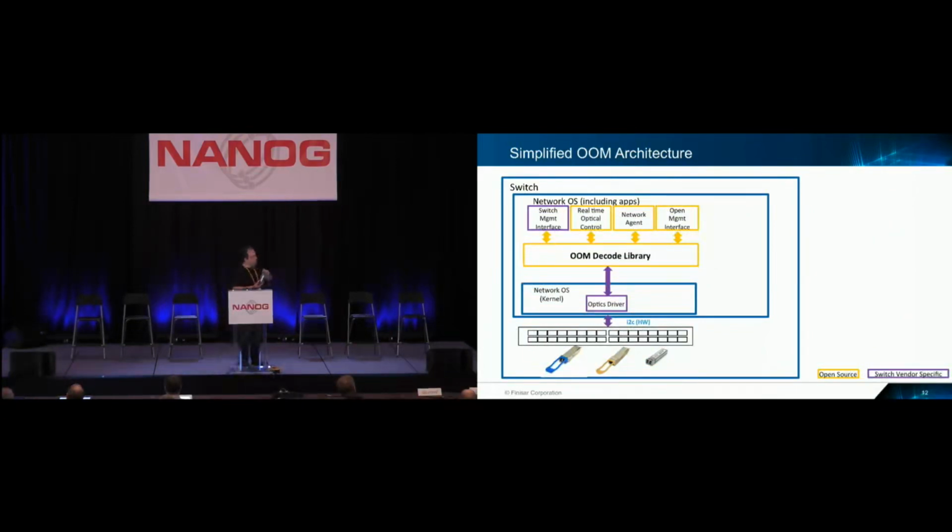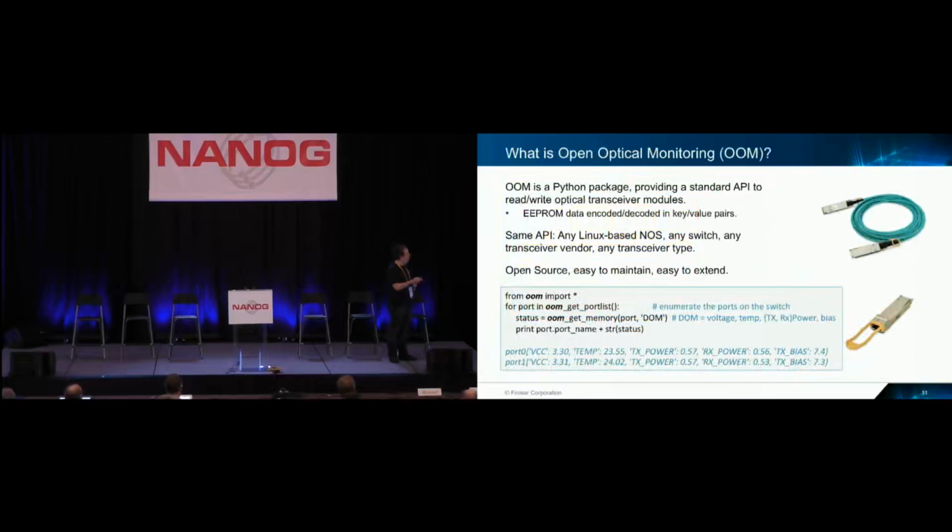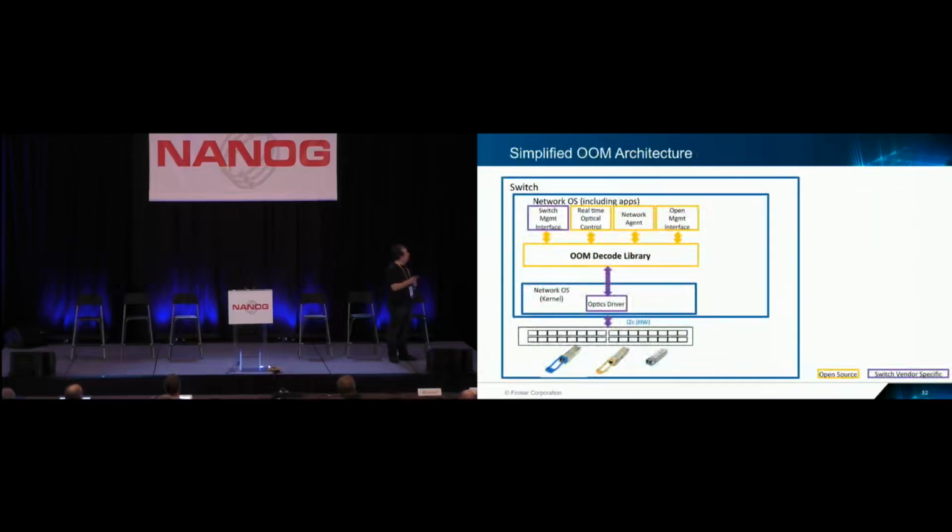So, a high-level block diagram of how it works. We provided both a decode library, called the OOM decode library, that's already out there, and also, most recently, a universal optics driver that can provide multi-access to the I2C interface for a multiplicity of switch and white box combinations. I have some information on that coming up.